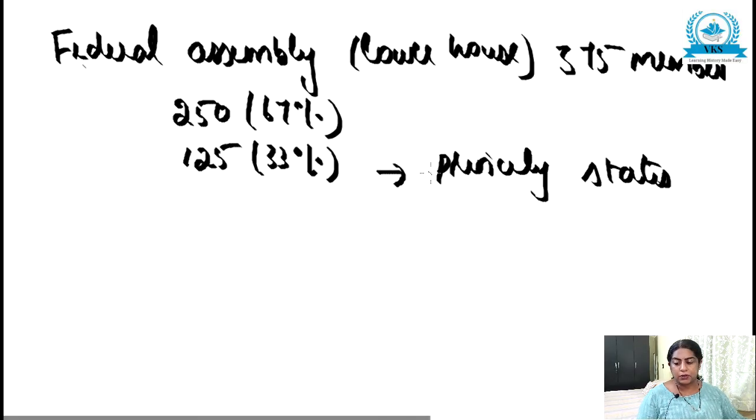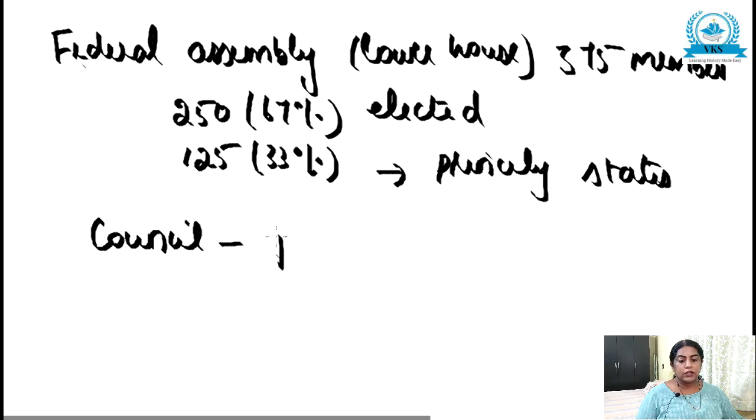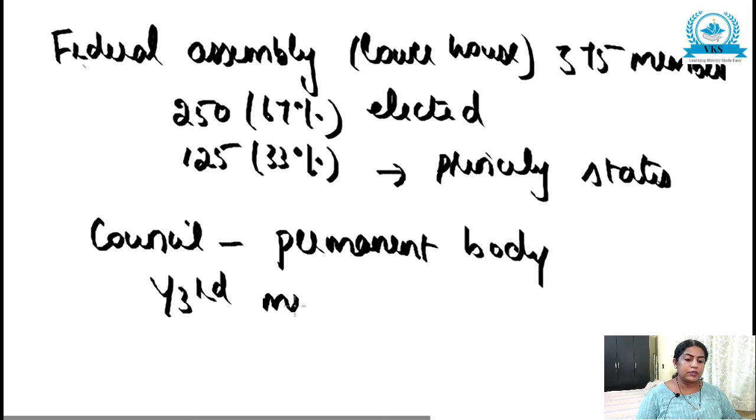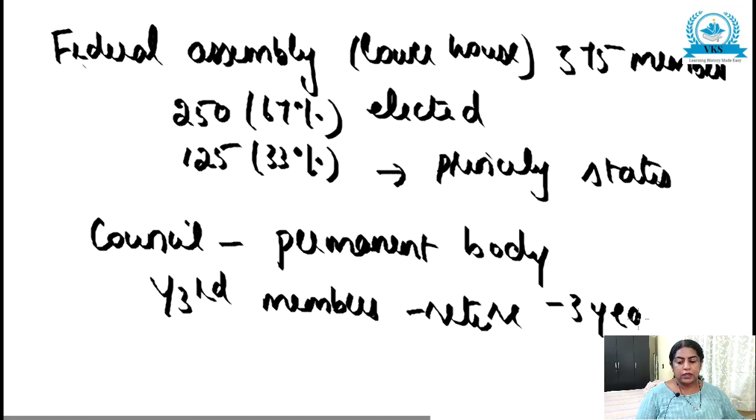So 375 members, that is 250, 67% was elected by legislative assemblies, and 33% was nominated by princely states. So the council was a permanent body. If you see the Council of States, the council was a permanent body, and 1/3 of the members will retire after 3 years, and the term of the assembly was 5 years. Okay, term was 5 years.